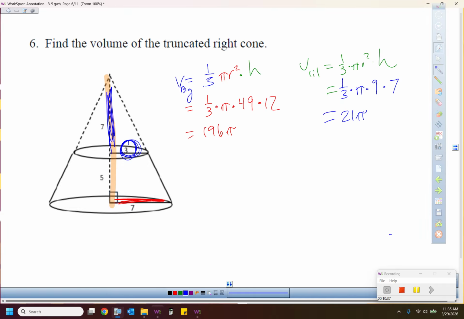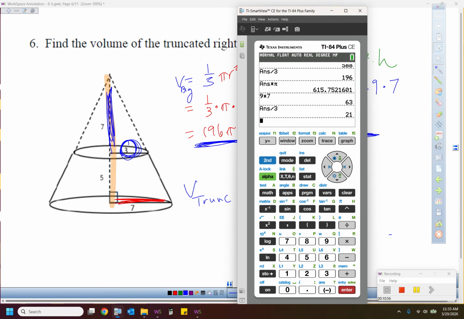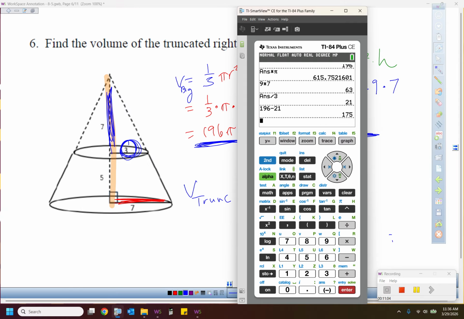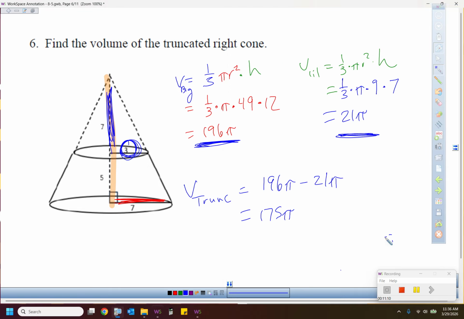So on homework, they're not going to come out nice. You'll have a rounded answer here to 1 decimal place and a rounded answer here. That's fine. When they don't come out nice, it's no problem. But when they have pi's, I like to keep them that way because they're like terms. You can take 196 pi minus 21 pi, and you just will still have a pi with it. So 196 take away 21 is 175. So we'll have 175 pi, and that we can punch in. So times pi, and that's about 549.8.